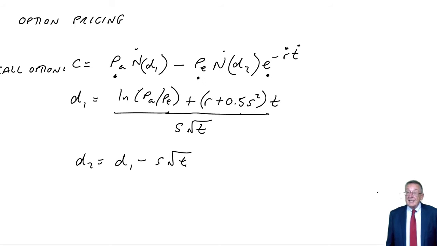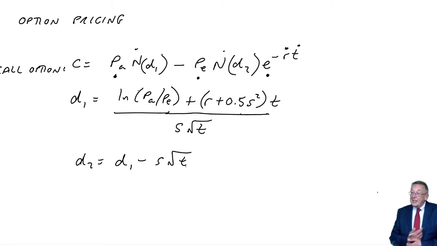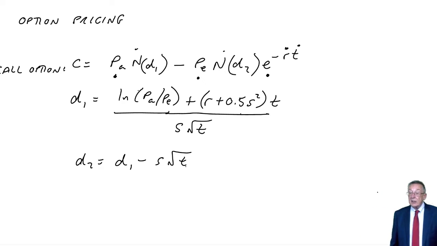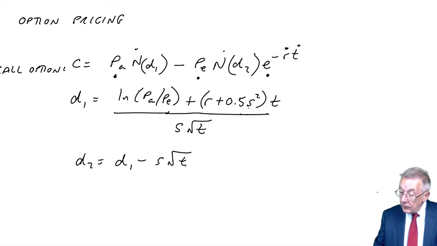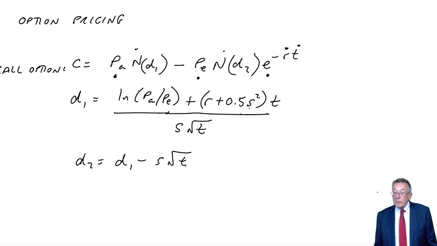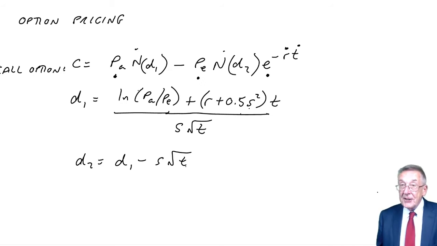But the figures we look up are D1 and D2, and you've got these other formulae here. D1: ln is log to the base E, but again, with a scientific calculator, you'll have a button for it. PA and PE we've dealt with, R we've dealt with, S. S is the volatility, the standard deviation. I've mentioned that when we did value at risk, you'll be given the standard deviation. T we've already dealt with, time to expiry. Finally, D2 needs D1. It's whatever you get from D1 minus S root T.